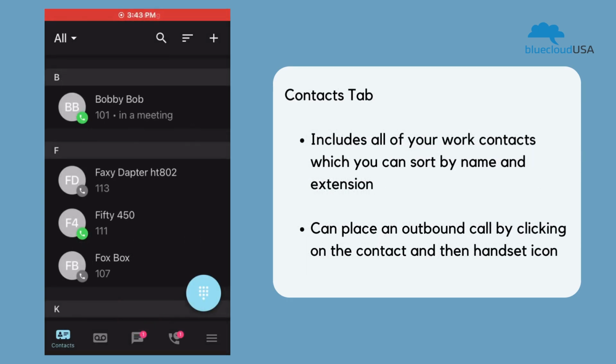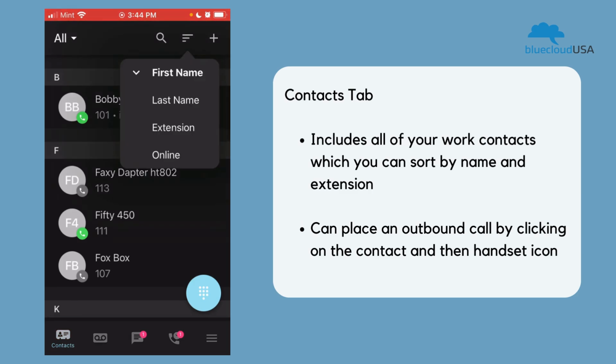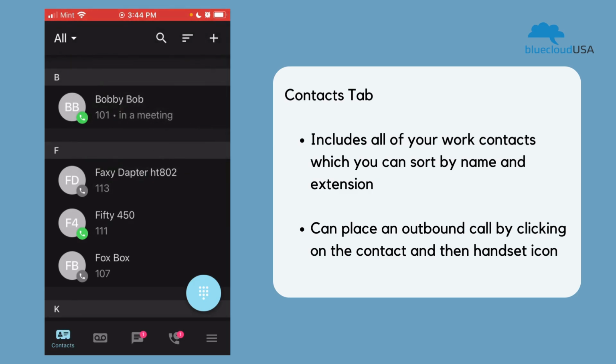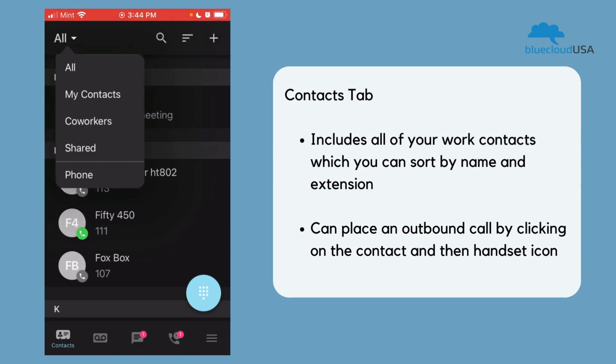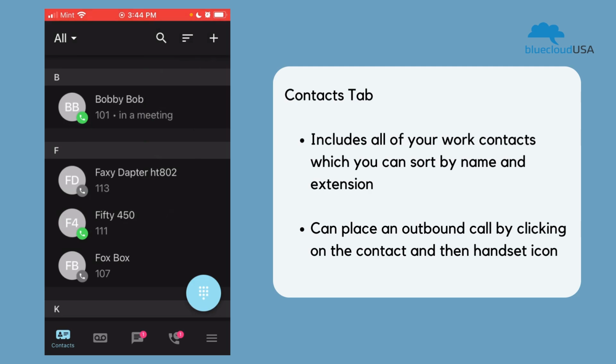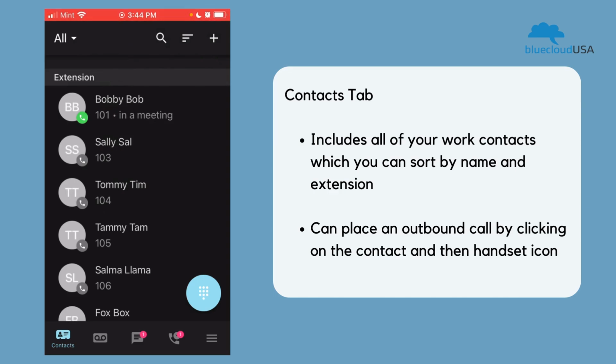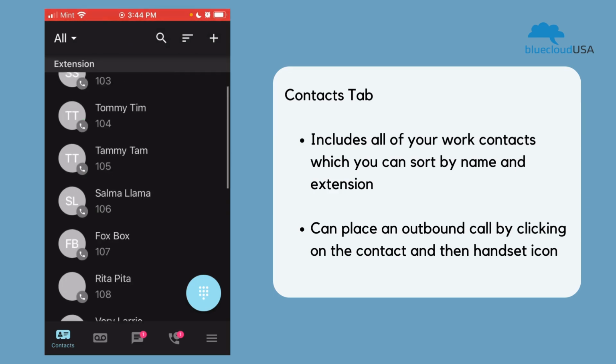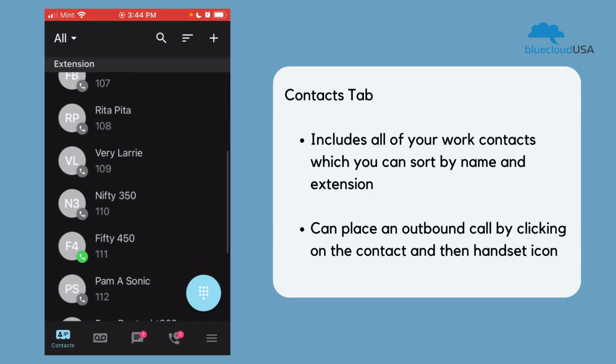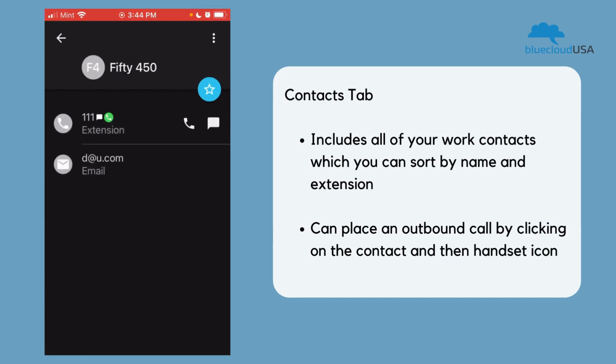You can also use the Contacts tab to place an outbound call. So in the bottom left here is the Contacts tab. You can scroll through your work contacts through here. You're able to filter. You can sort by extension, or you can just choose if you only want to see your coworkers or the ones that are stored on your phone, you can select those from there. I'm going to sort by extension, and in this case, I'm going to place an outbound call to 111, so I'll just click on their contact and then click the little handset icon.